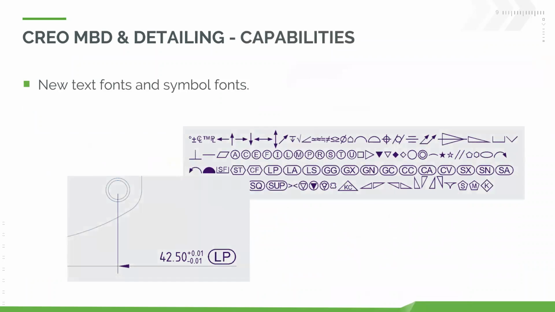There's all kinds of new text fonts, new symbol fonts. All of these are predefined. So all you need to do is basically say, I need max material condition, and Creo is going to put that in the right format, in the right character place, everything you need.